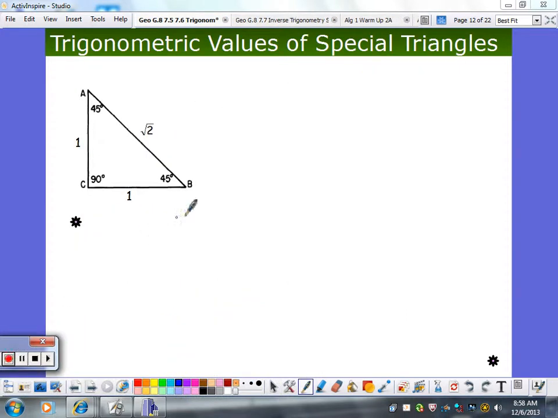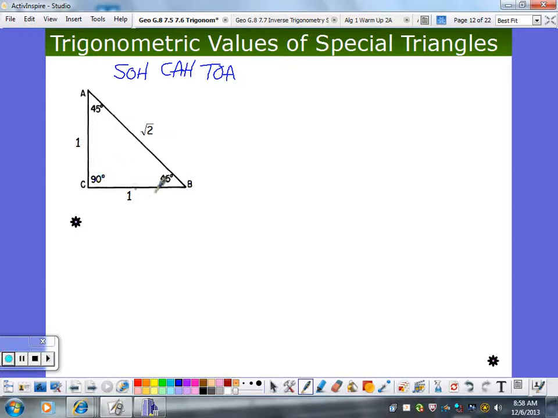So let's see. Oh, special triangles. So we're working on trig with special triangles. I'm going to put my SOHCAHTOA on the top in case you don't have that yet. Some of you do, which is great, in case I need this. So let's see, I got my 45, 45, 90.